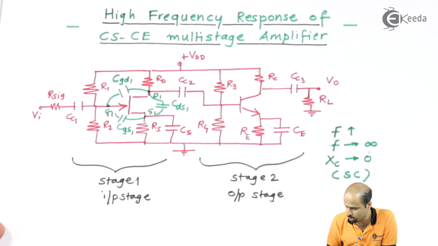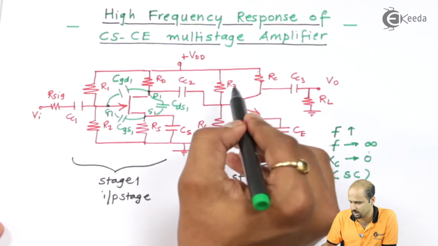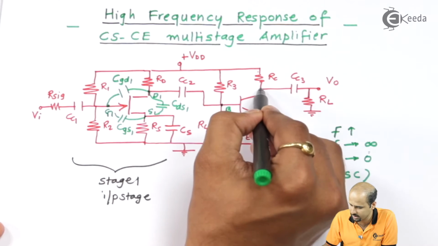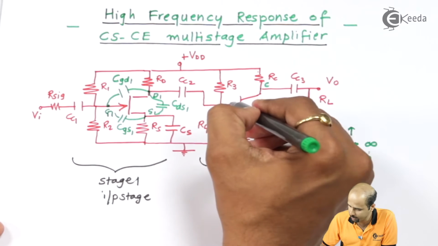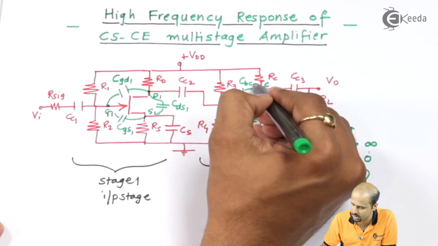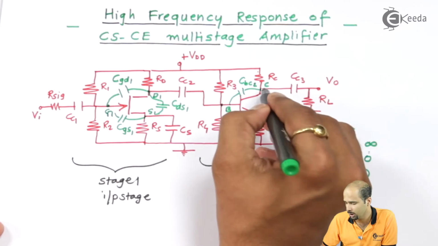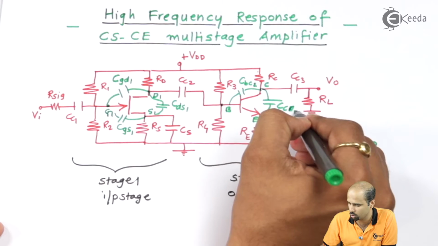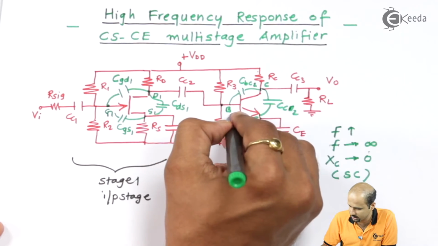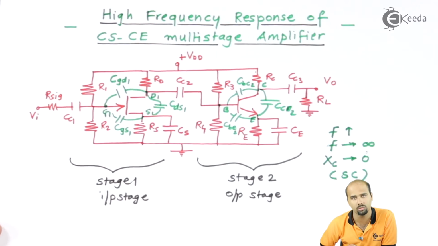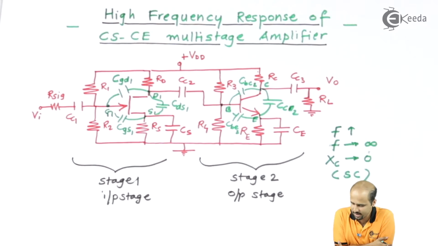Simple, right? As far as stage 2 is concerned, here it is base, this is emitter, and this is your collector side. In between base and collector I will get CBC2, right? This is your CCE2, right? And this is your CBE2, right? As far as all these capacitances are concerned, just concentrate on these green capacitances.